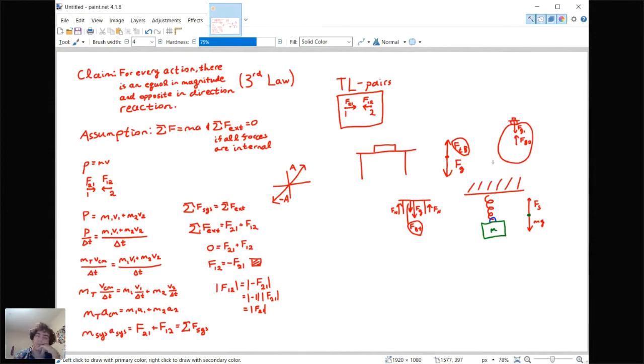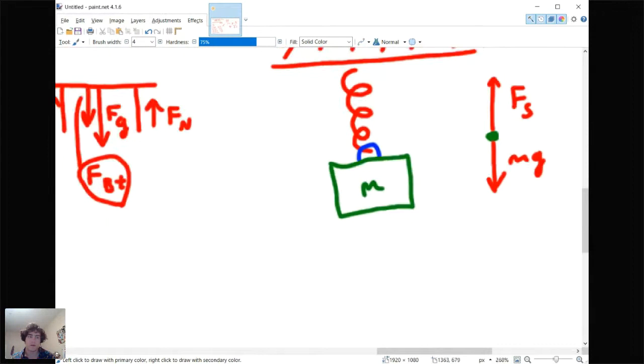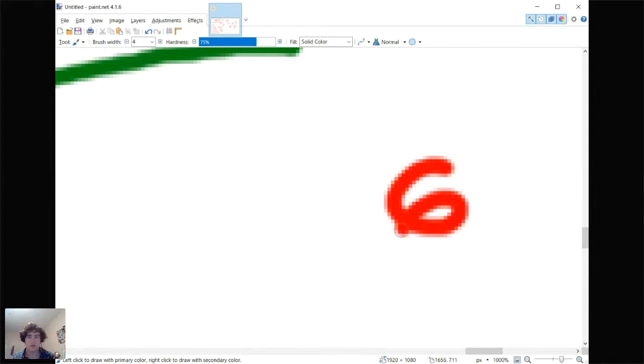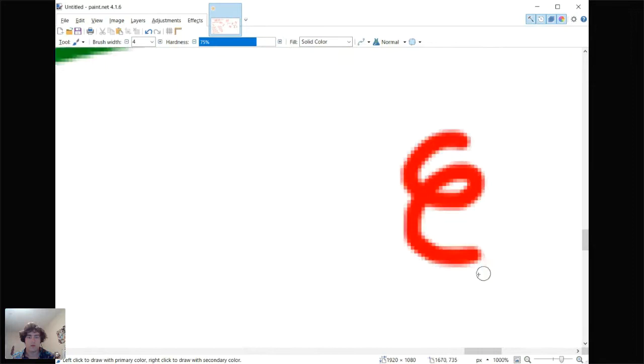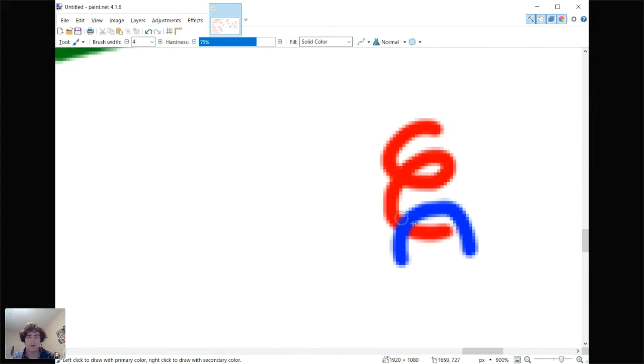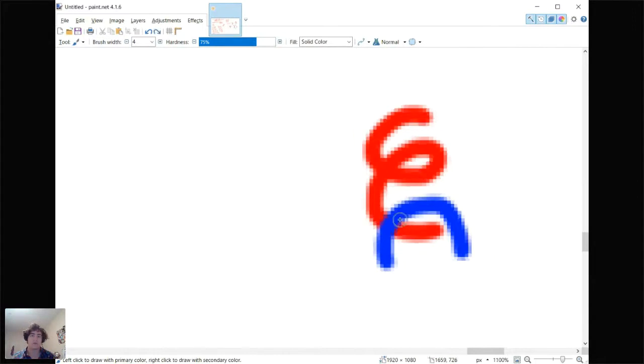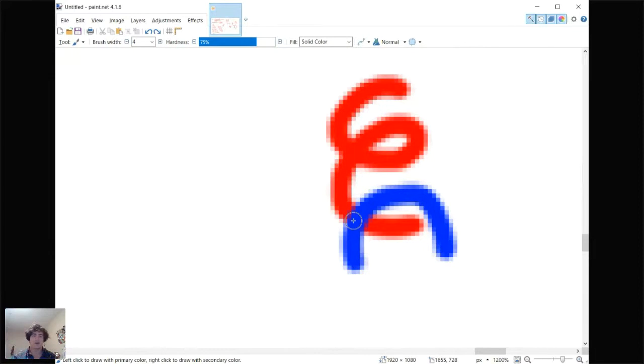Those aren't third law pairs, and the reason why is because they're acting on the same object. We're considering the macroscopic version of the green block. So when we're trying to analyze third law pairs, we have to look as deep as the hook. So when we consider the spring, there's going to be 2 normal forces between where the spring and the hook come in contact.